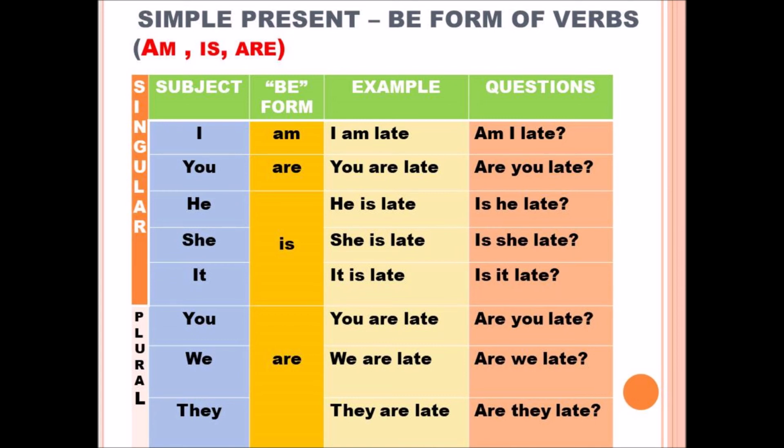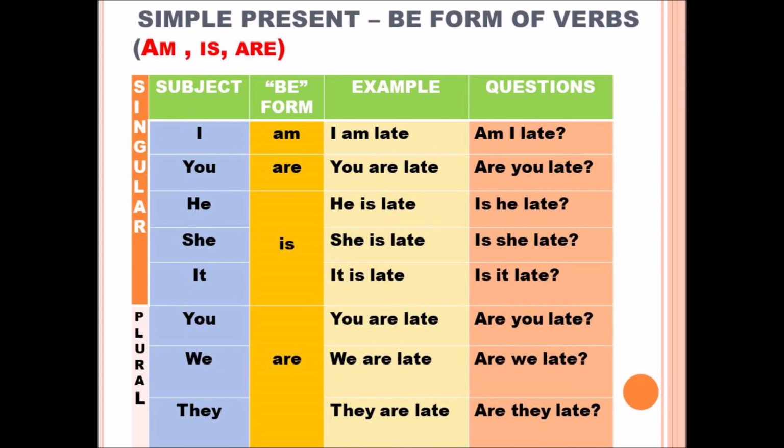Let us see. What are the singular nouns or the subjects here? I, you, he, she, it. What are the be forms? Am, is, are. So we use am only for I. I am late. How do we change it into a question? Am I late? As I already said, the subject goes next to the verb. So am is a verb here, so I comes after it. Am I late?